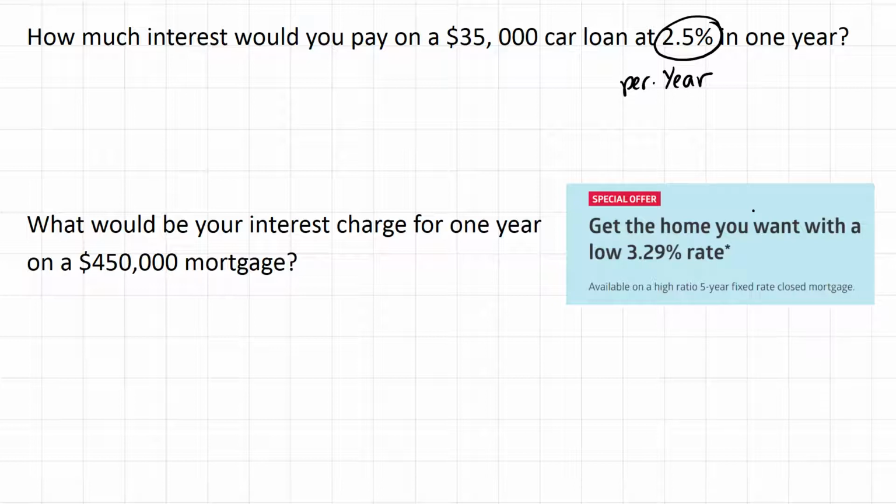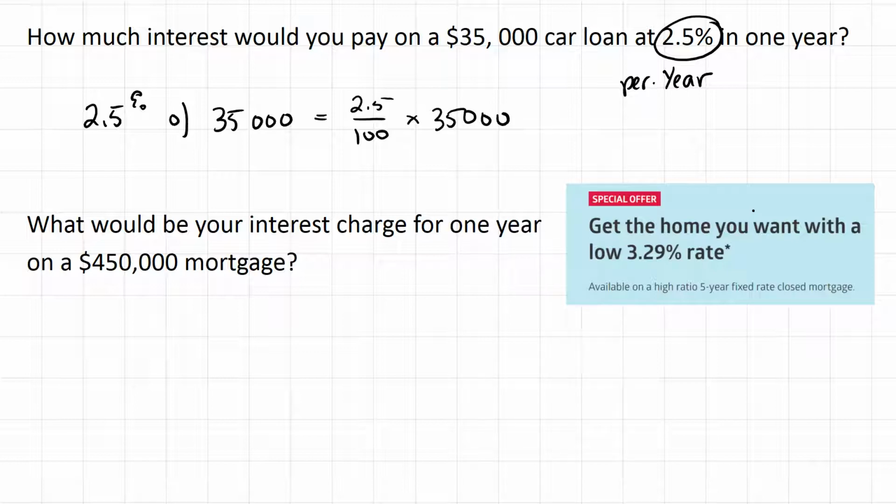So what we're really asking is, what is 2.5% of $35,000? And we've done percent calculations a lot. So first step is 2.5 over 100. Change the percentage into a decimal. And of means multiplication, so multiplying by 35,000. And you get $875. So you would be charged $875 in 1 year if you borrow $35,000 to buy a car. So this is your payment in 1 year.